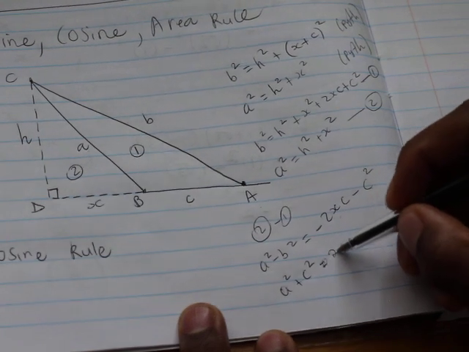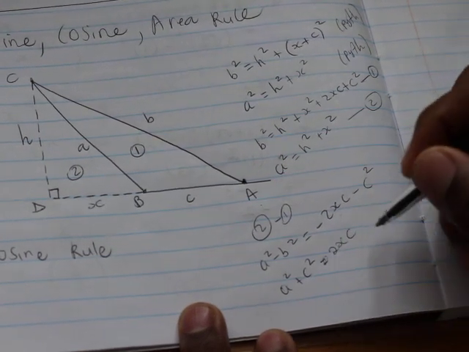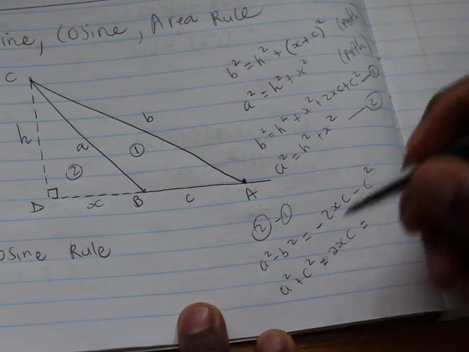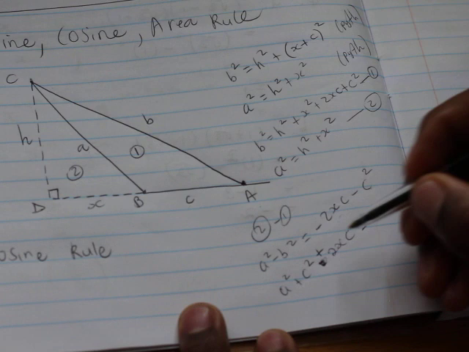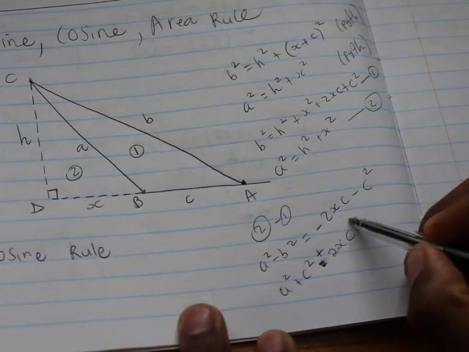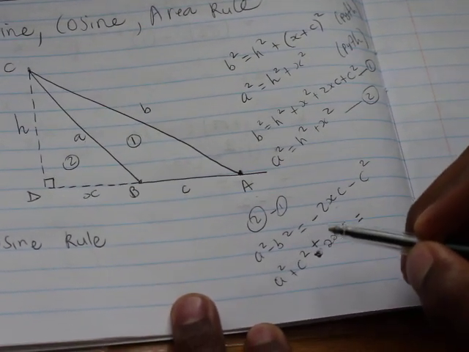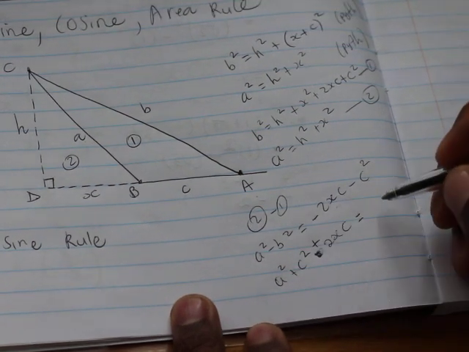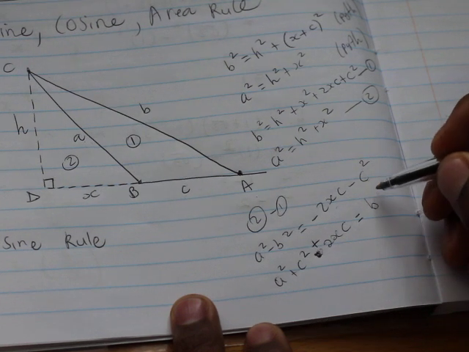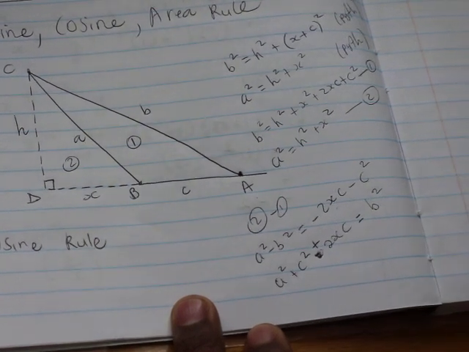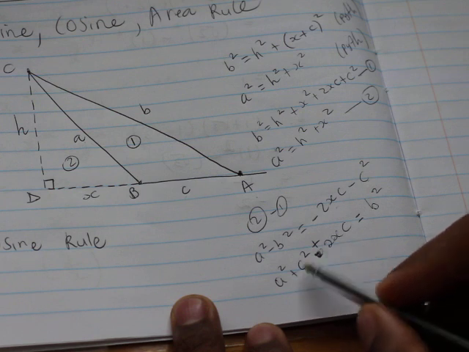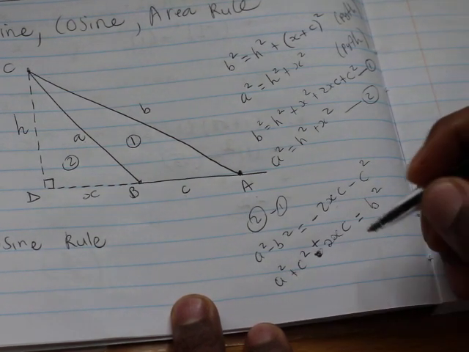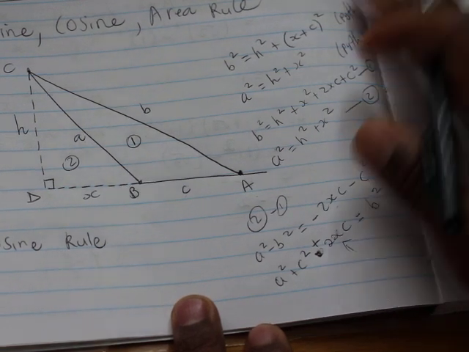So 2xc is equal to what? So it's plus 2xc, because if the minus 2xc skips the equal sign, it becomes plus 2xc. And then we take the minus b squared to the other side, so that becomes just b squared. Okay, so let's figure out how to find the replacement for the x. Okay, because that definitely needs to go.